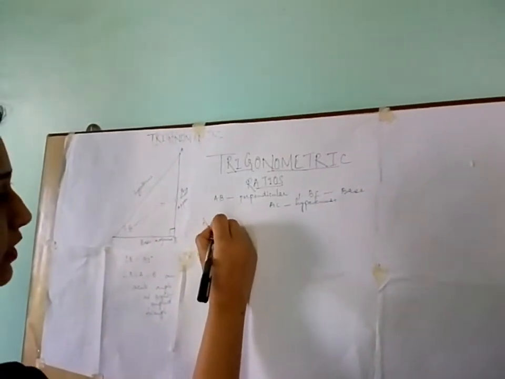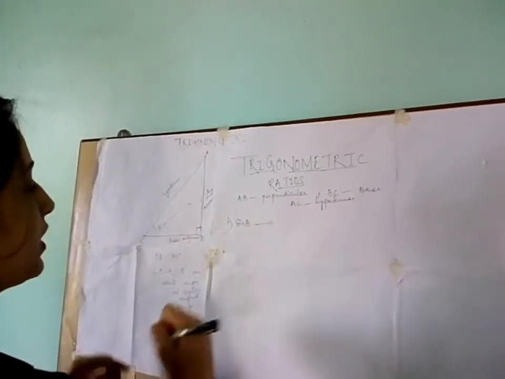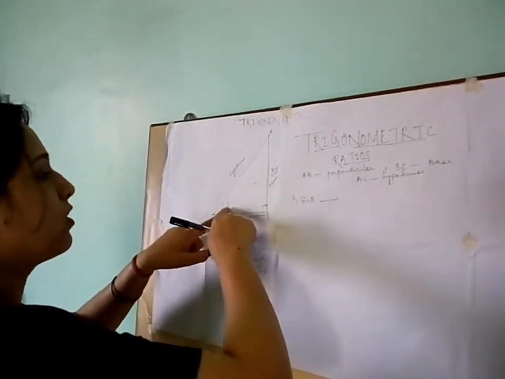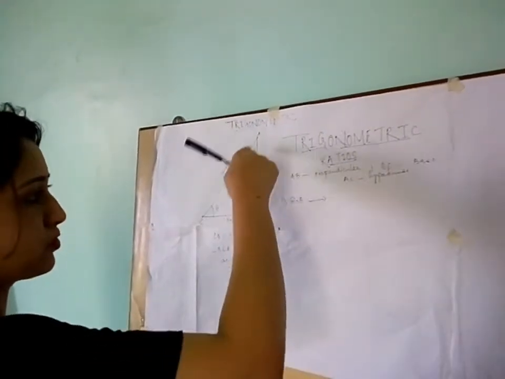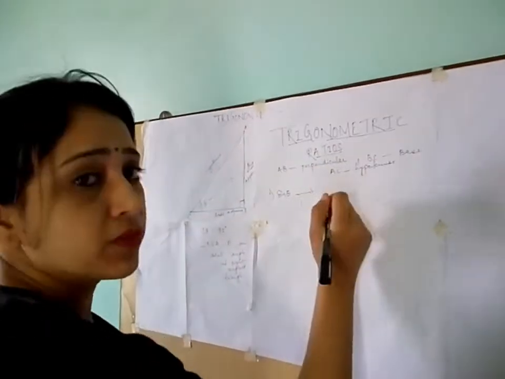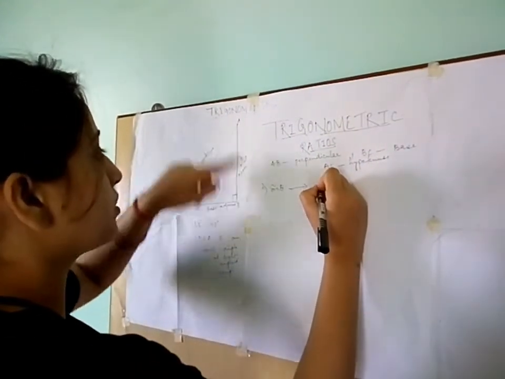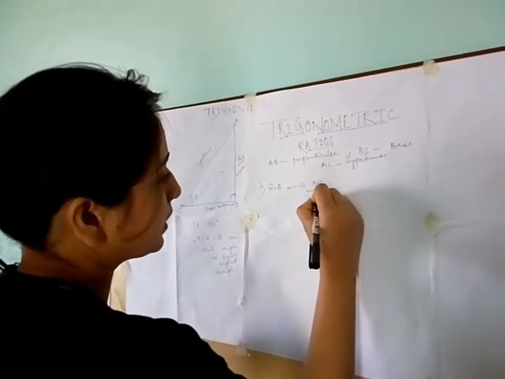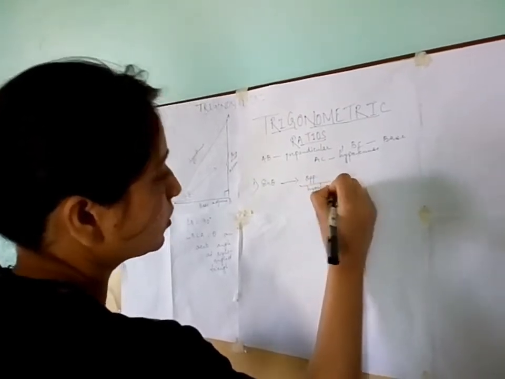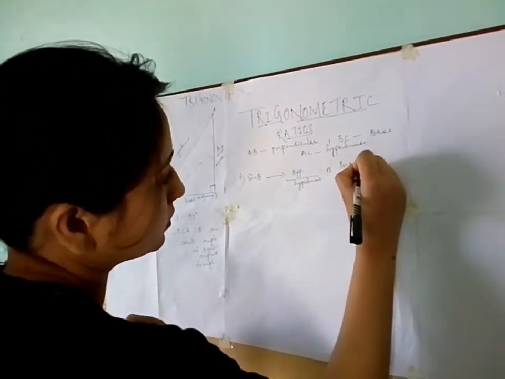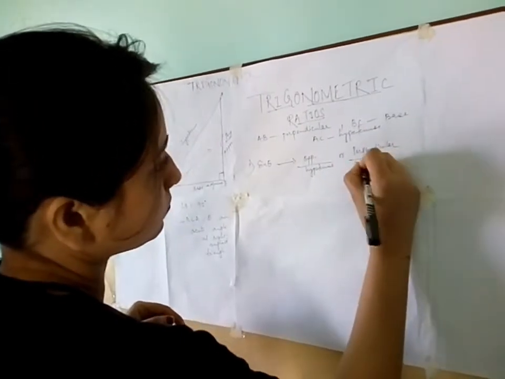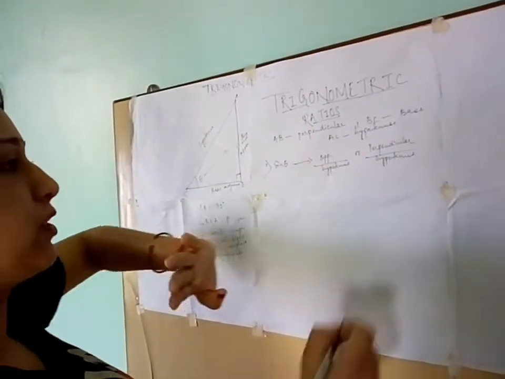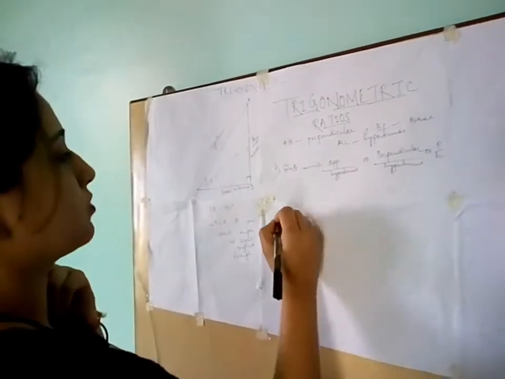Now first ratio, sin theta. I have taken theta at BC, so this is the opposite side of theta. Then sin theta will be opposite by hypotenuse or perpendicular by hypotenuse. Our first ratio, sin theta, is perpendicular by hypotenuse, in short P by H.